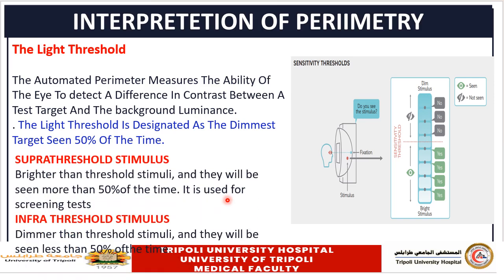We have another test, also called the supra-threshold test. This is mainly used in screening programs, and it is brighter than the threshold test and seen more than 50% of the time. And the infra-threshold is dimmer than the threshold test and seen less than 50% of the time. So this is a very important principle we should understand in preparation to interpret the perimetry map.